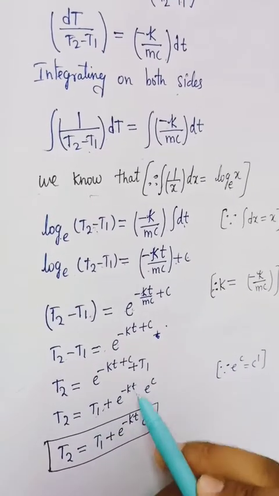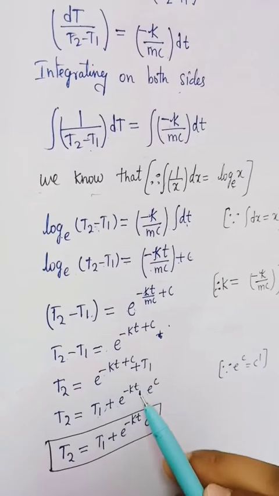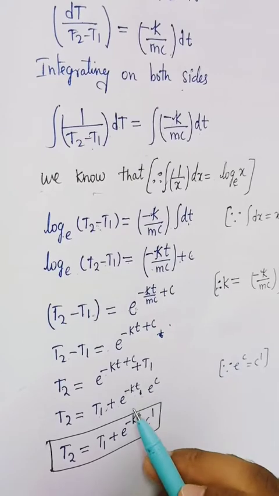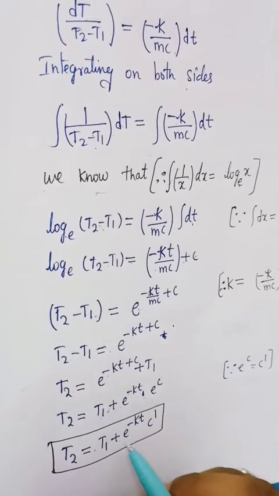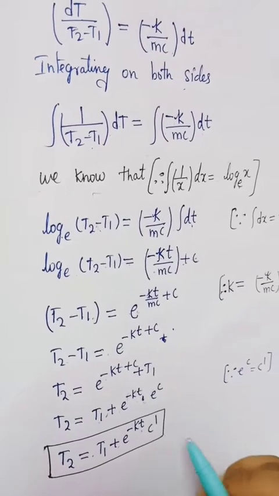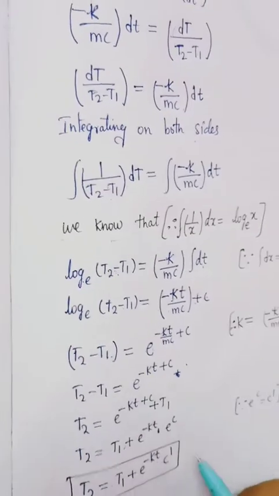T2 is equal to T1 plus e power minus kt plus c. We have multiplied the terms here: T2 is equal to T1 plus e power minus kt into e power c, and we can simply write this as c dash. Hope you understand this problem.